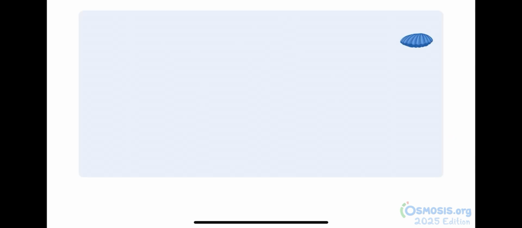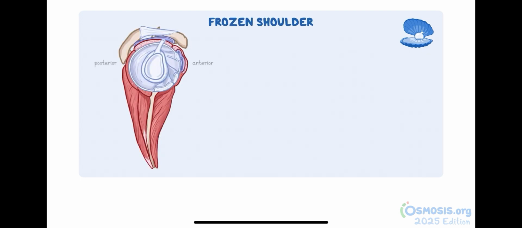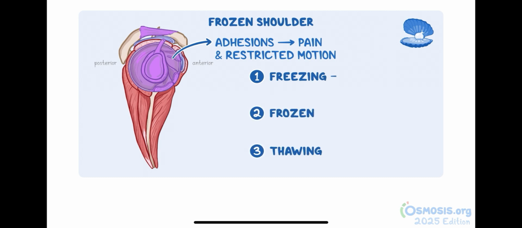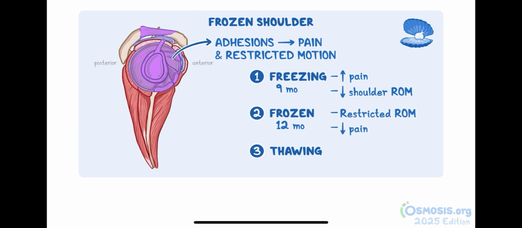Here's another clinical pearl. Frozen shoulder occurs when the connective tissue surrounding the shoulder joint is inflamed, resulting in adhesions that cause pain and restricted motion. Frozen shoulders go through 3 stages: freezing, frozen, and thawing. During the initial freezing phase, there is increased pain and reduced shoulder range of motion, lasting up to 9 months. The frozen phase, lasting up to 12 months, leads to a more restricted range of motion with less pain. The final phase lasts up to 42 months and is characterized by improved range of motion.